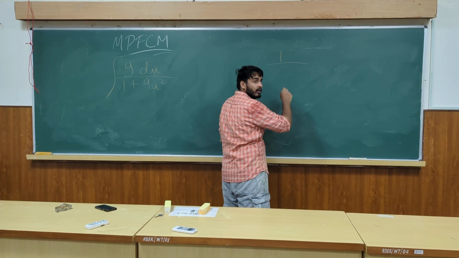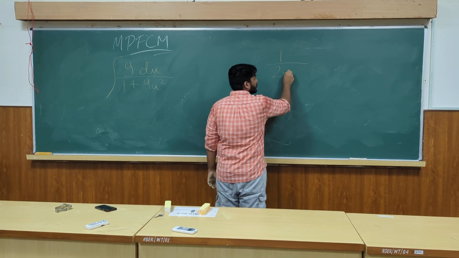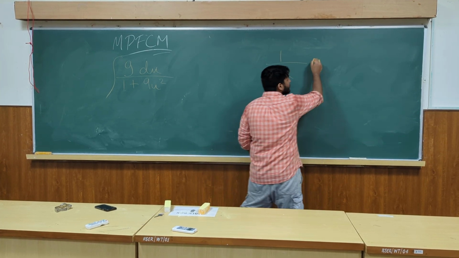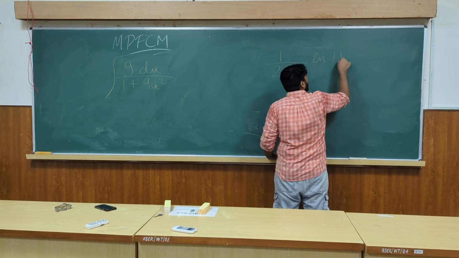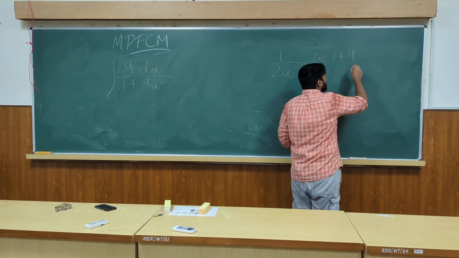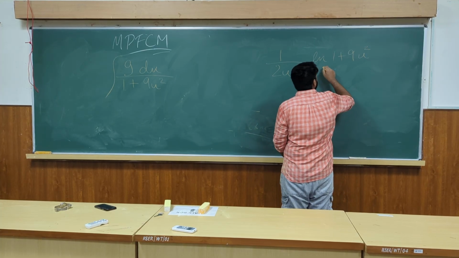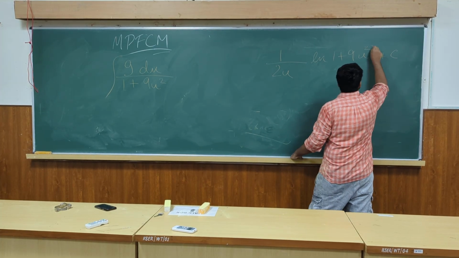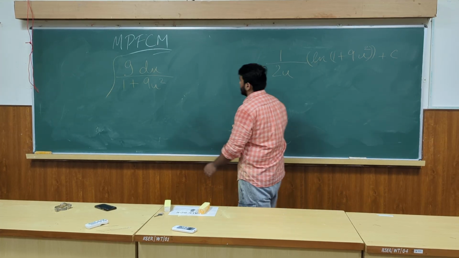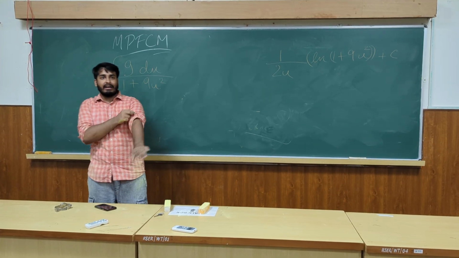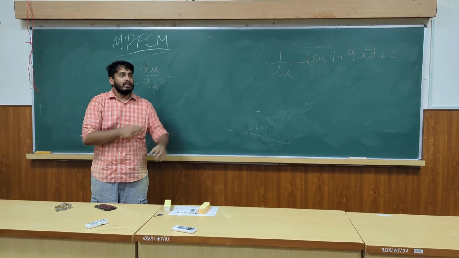1 by 2u whole into ln(1 plus 9u squared) plus c. And we have it like this. Okay, so we have a candidate, and let us see.